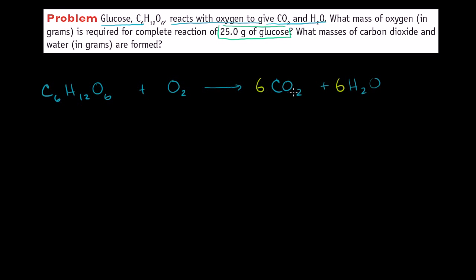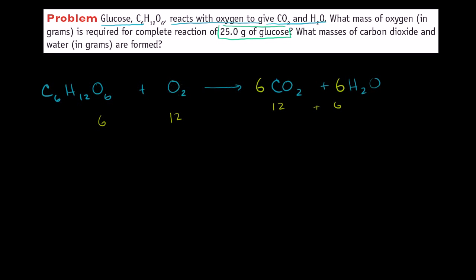So how many oxygens do I have on the right-hand side? I have 6 times 2 here, so 12 oxygens there. And then I have another 6 oxygens over here. So plus 6 oxygens, I have 18 oxygens on the right-hand side of my equation. So I need to have 18 oxygens on the left-hand side of my equation. How many do I have right now? I have 6 over here, I have 6 oxygens over here. So I'm going to need 12 over here.